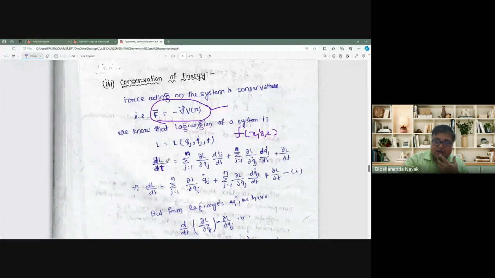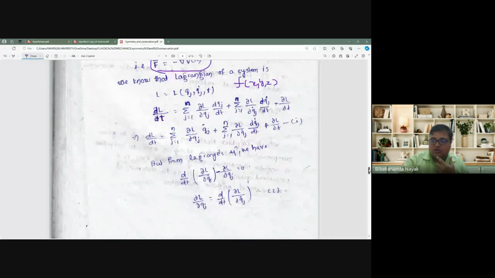Similarly, here you can write dL by dt, which is equal to, since there are n number of qj coordinates and n number of qj dot coordinates, the sum from 1 to n of del L by del qj into dqj by dt, plus del L by del qj dot into dqj dot by dt, and only the time component, del L by del t into dt by dt, which is 1. So I only write del L by del t. Now dL by dt becomes del L by del qj into qj dot, plus del L by del qj dot into dqj dot by dt, plus del L by del t.